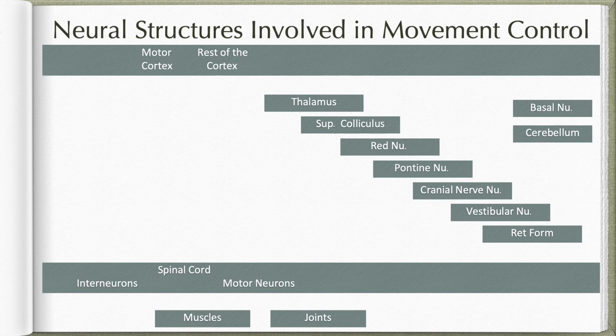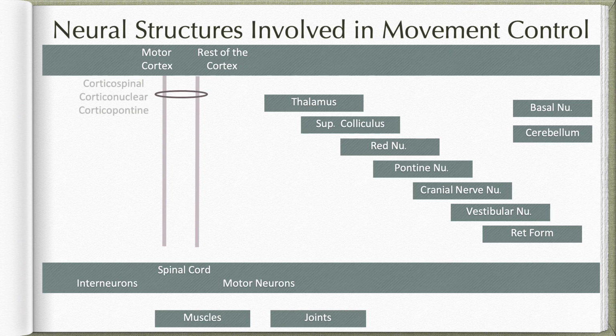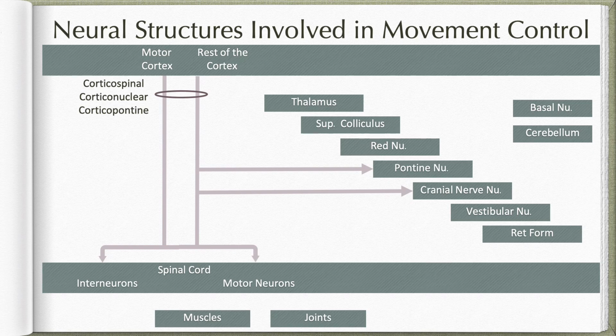Let us check out the neural structures involved in movement control. Motor cortex along with the rest of the cortex sends descending fibers, which include corticospinal, corticonuclear and corticopontine fibers. Corticopontine fibers relay in the pontine nuclei. Corticonuclear fibers relay in all the cranial nerve nuclei. The corticospinal fibers reach the spinal cord, where they relay on the interneurons or directly on the motor neurons. The motor neurons then send information to muscles as well as the structures around the joints.